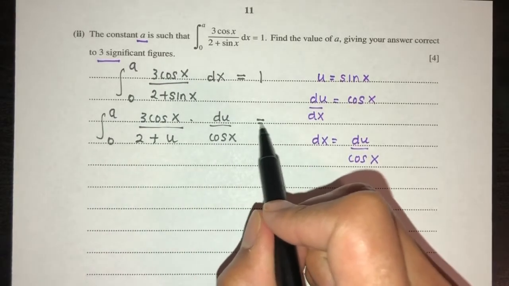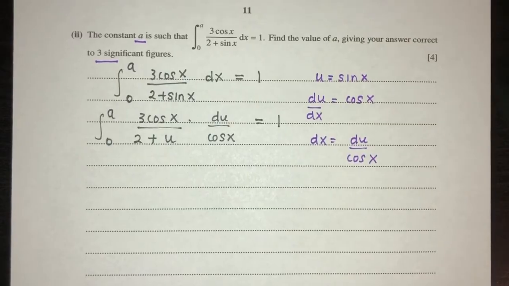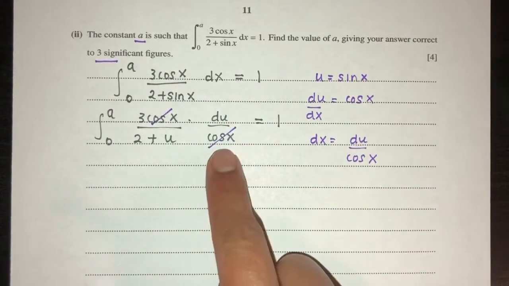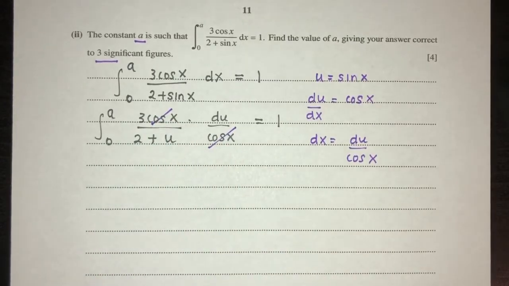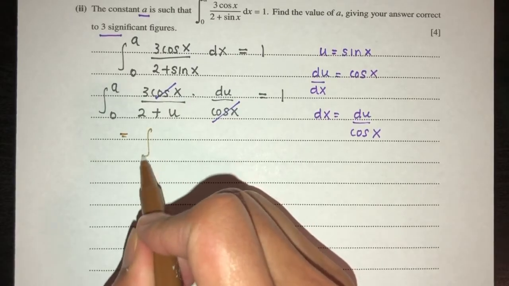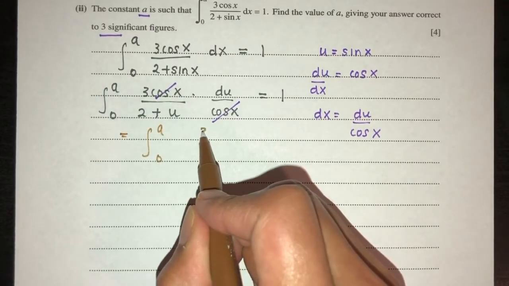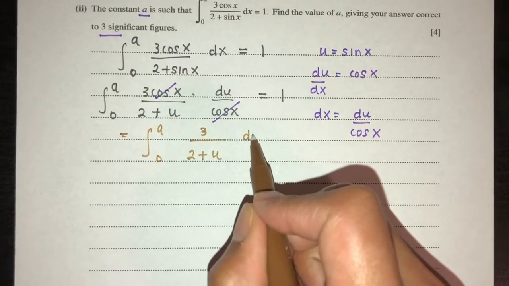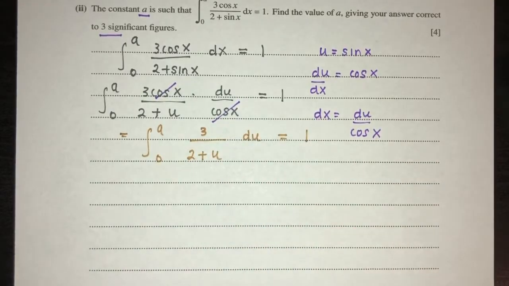And that is supposed to give you 1. Now you observe these two will cancel out. So that's why I use that to cancel out these two values. So now what do you have? You will have a simple integration of 0 and 3 is only a multiple. It will be 1 over 2 plus u du. That is equal to 1. Now we can try to simplify this.